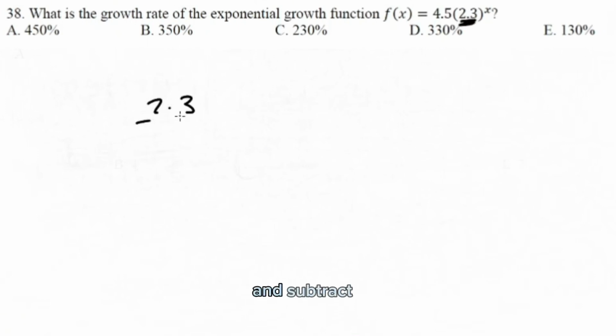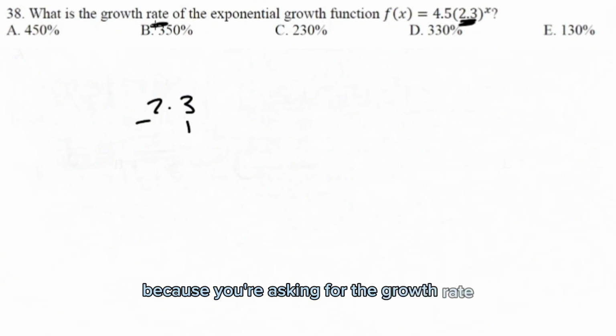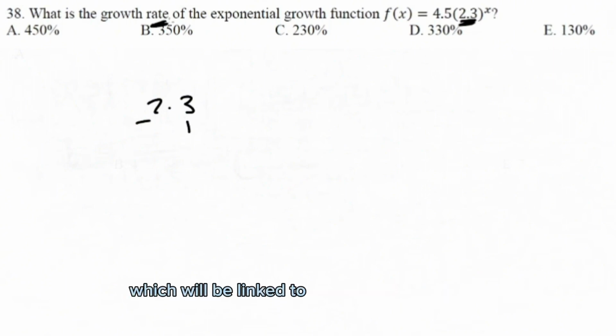Next, what is the growth rate of the exponential growth function f of x is equal to 4.5 times 2.3 to the power of x? Alright, so all we have to do is take the number inside the parentheses, which is 2.3, and subtract 1, because they're asking for the growth rate. I actually have a full video just on exponential functions, which will be linked in the pin card at the top, but let's continue with this problem. So we can subtract 1 to find the growth rate, which is 1.3.